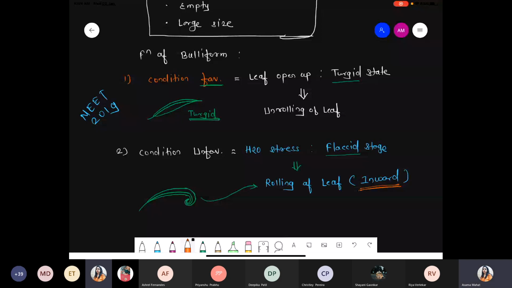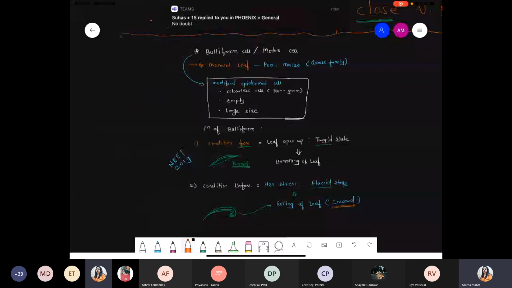Clear? Okay, remember this one. Two important words. Number one, grasses should be there. Another one, rolling, inward movement. Definitely that answer is related to bulliform.